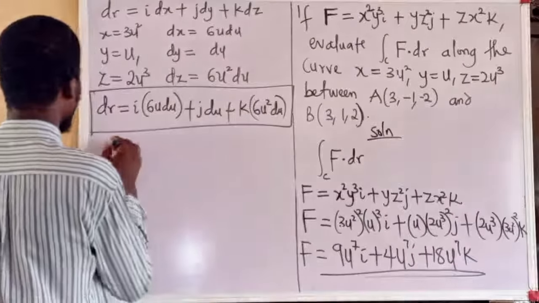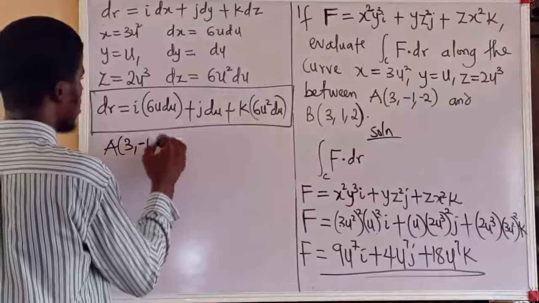Now, for these 2 points A and B, 3, minus 1, minus 2.